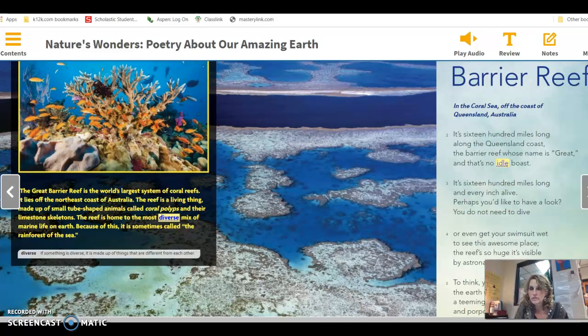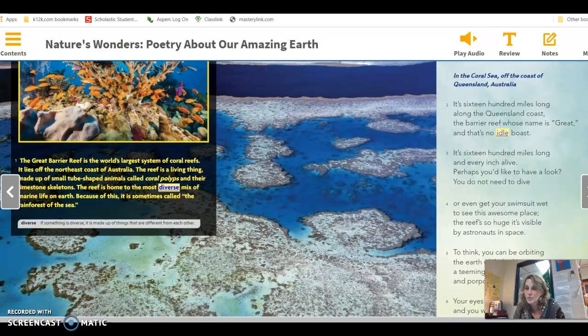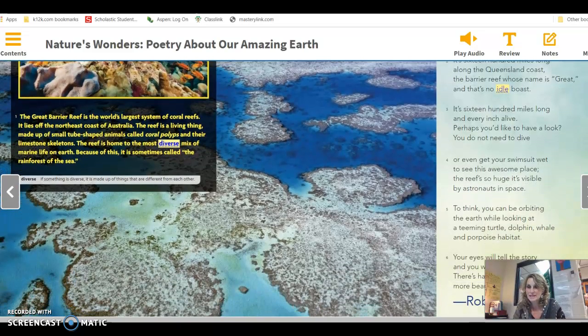It's 1,600 miles long along the Queensland coast. The Barrier Reef, whose name is Great, and that's no idle boast. It's 1,600 miles long and every inch alive. Perhaps you'd like to have a look. You do not need to dive or even get your swimsuit wet to see this awesome place. A reef so huge it's visible by astronauts in space.